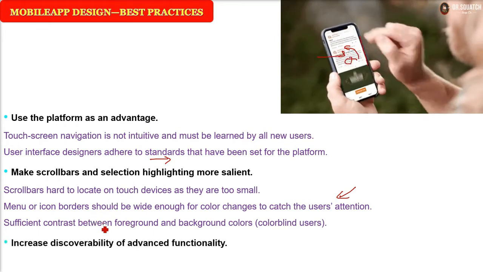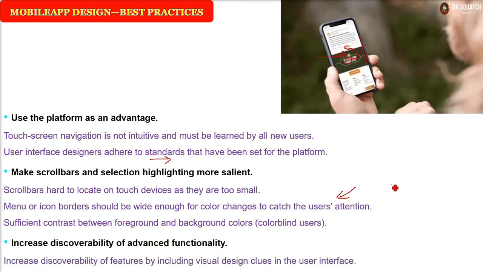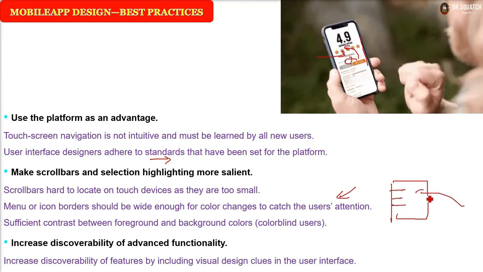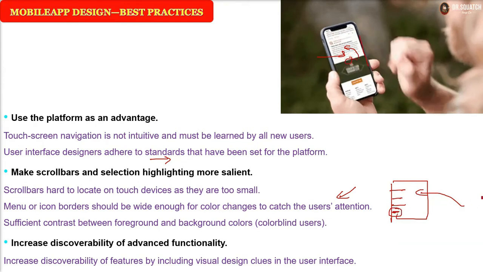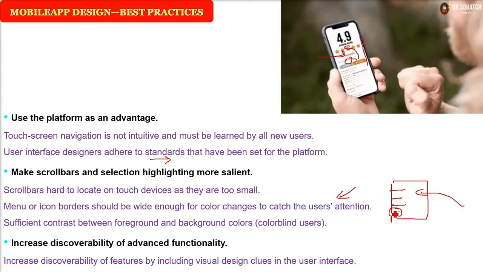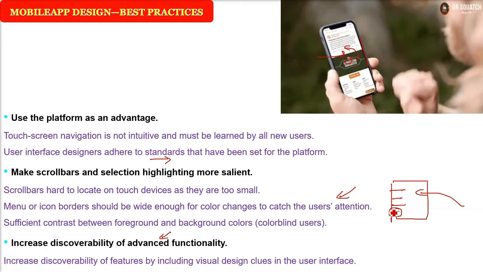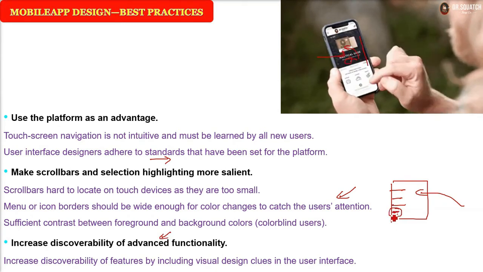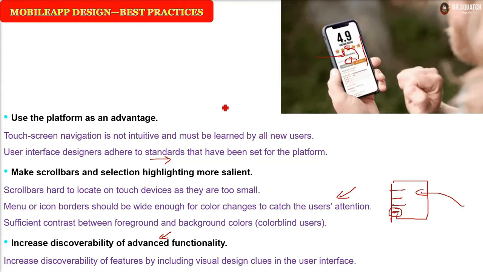Increase the discoverability of advanced functionality. Sometimes you want to give an advanced feature. You don't know it. Your friend will come and say, oh, you know about this thing, there is a feature here. And you feel very shameful. Oh, I don't know about it. This is not your problem. The advanced functionality is not given properly so that you are able to discover it. It is not there for most of the people. Some may have discovered it.